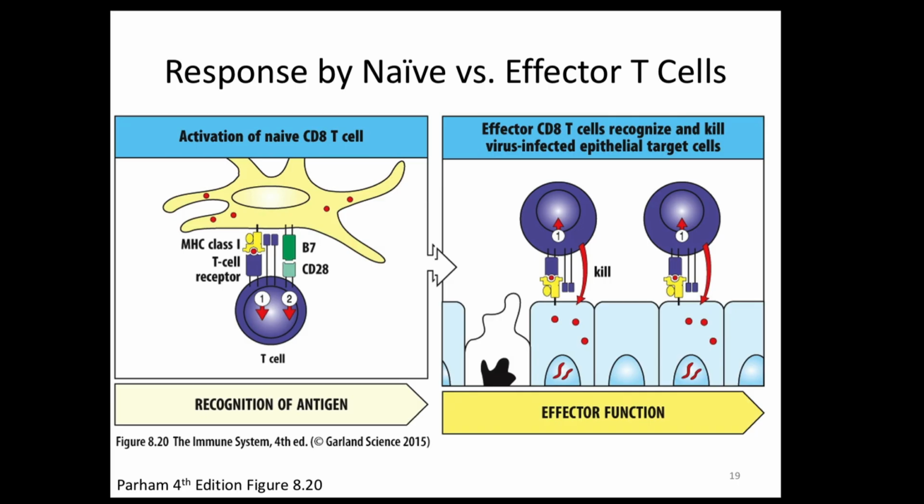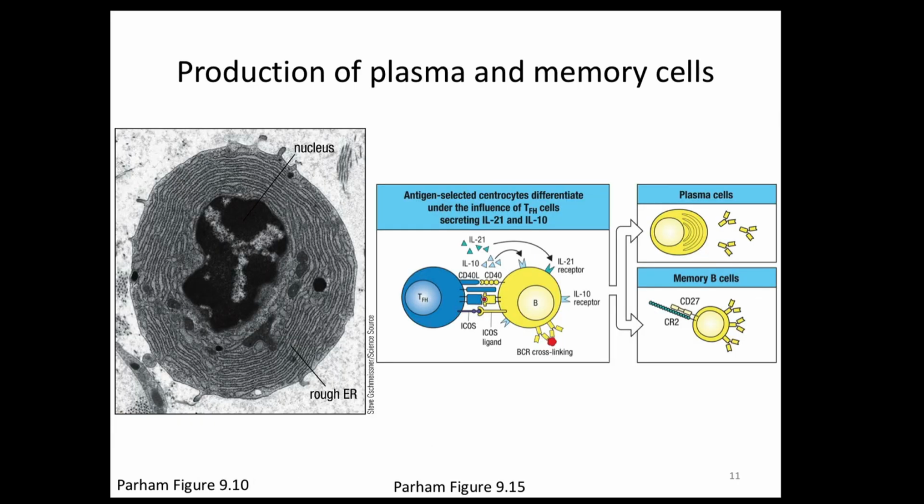Earlier today, we mentioned a difference between a naive B cell and an effector B cell, the plasma cell, which is that the plasma cell has changed its cell structure a lot. It's mostly full of rough ER, got rid of lots of other stuff, doesn't even have a receptor on its surface anymore. It's just going to be an antibody production factory. So that's the effector cell versus the naive cell.